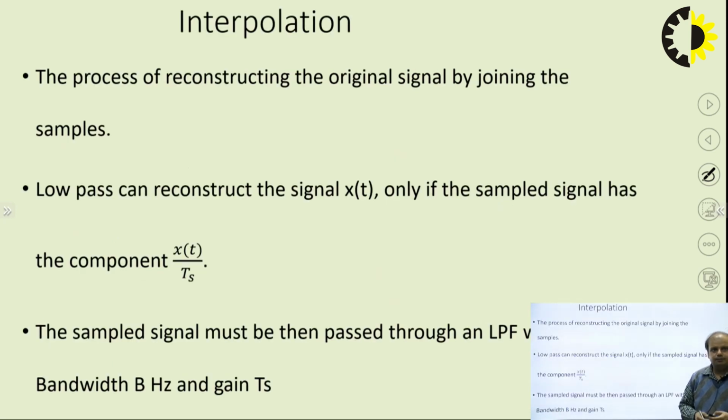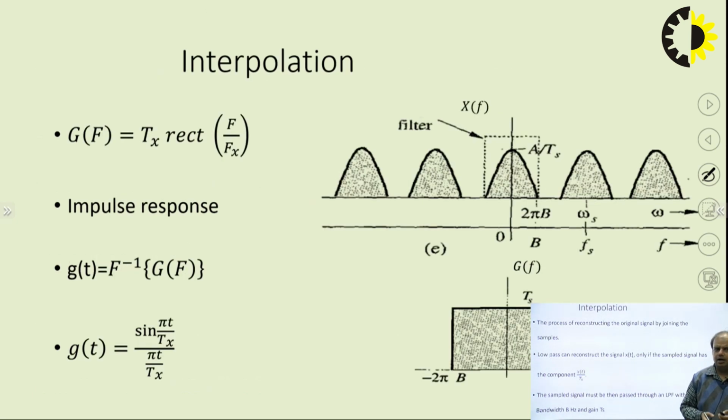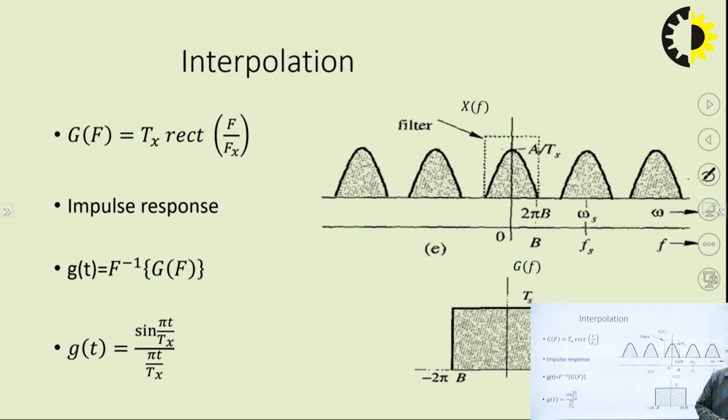Now this process of reconstruction by joining the samples in time domain is called interpolation. So the signal x(t) can be reconstructed by the low pass filter only if the sampled signal has the component x(t) by Ts. We will see how this happens. If I have the multiple copies, this is the sampled signal. I can obtain the middle portion by filtering it through a filter G(f).